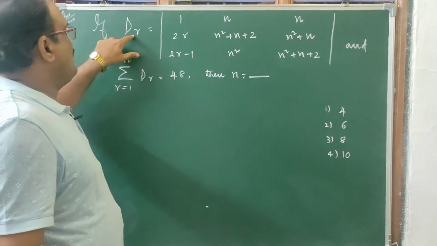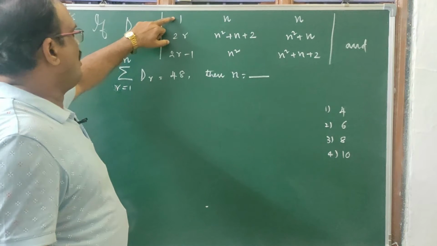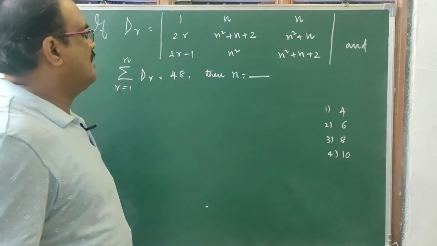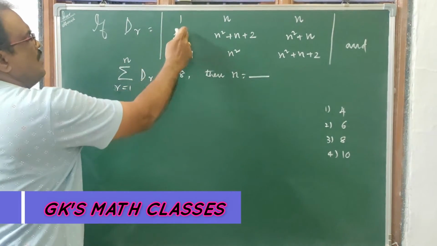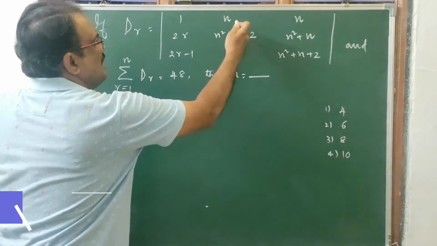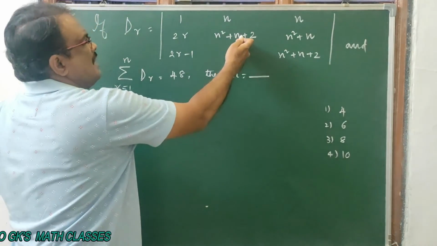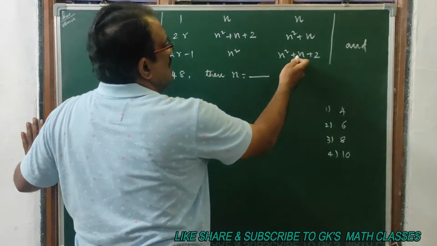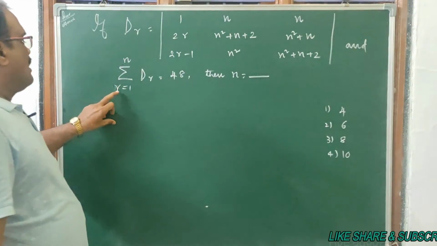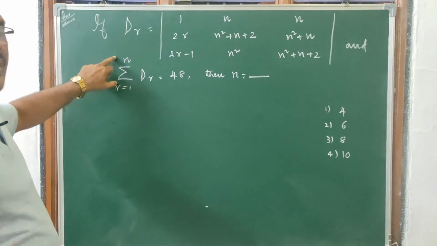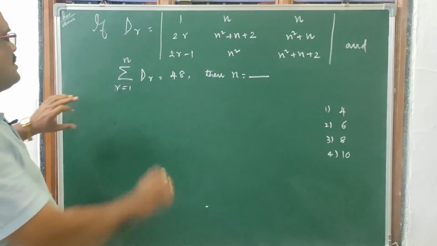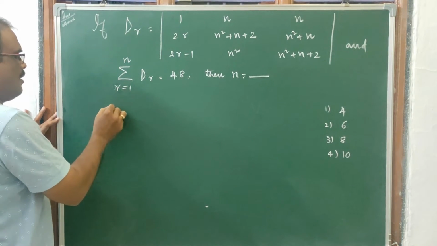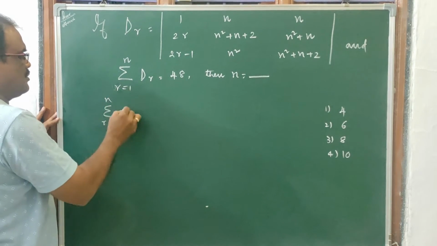The determinant representation: for the first column, dr is equal to 1, 2r, 2r minus 1, n square plus n plus 2, n square plus n square plus n plus 2. Sigma r is equal to 1 to n dr. That means we take sigma here, directly.